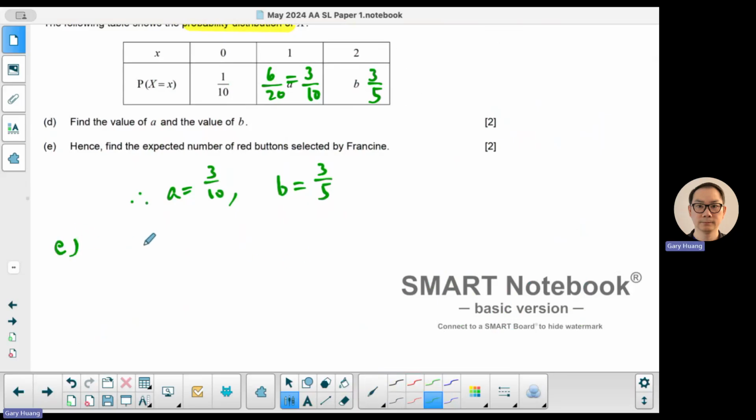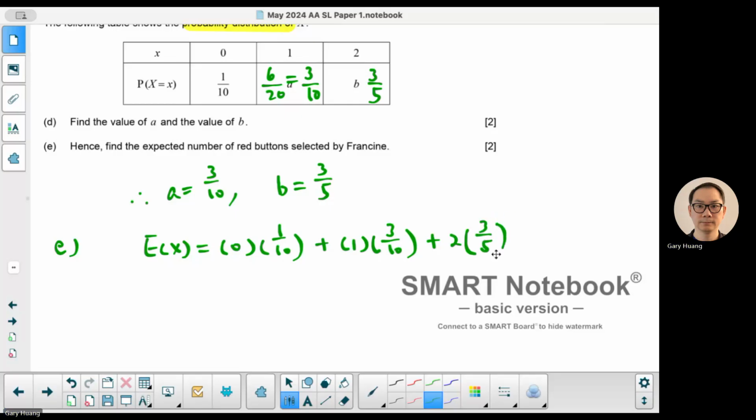Part E, we are looking at expectation. Expectation is multiplying that. So you take 0 multiplied by 1/10 plus 1 times 3/10 plus 2 times 3/5, or 6/10. And you're going to get 3/10 plus, what do we say?